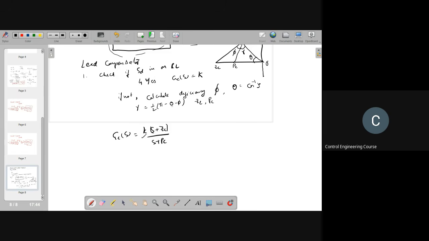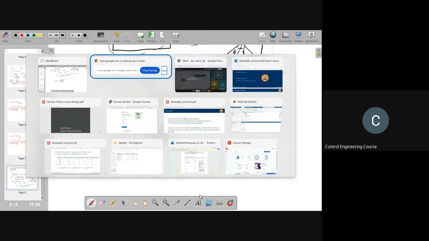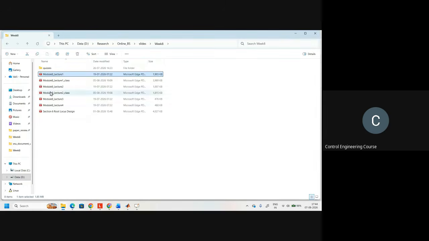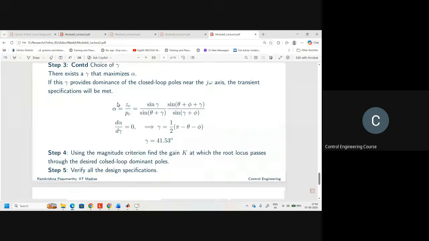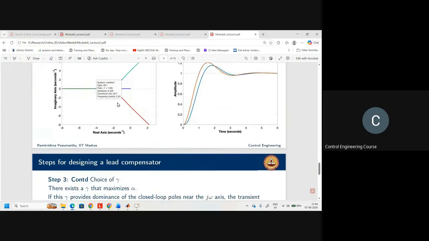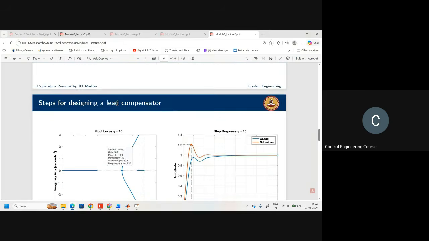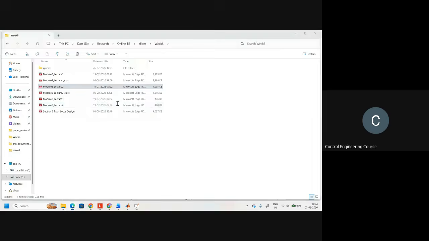But actually, this gamma is maximizing alpha. Let me go through the slides once again. That's gamma maximizing alpha. Alpha is nothing but Zc by Pc, right?